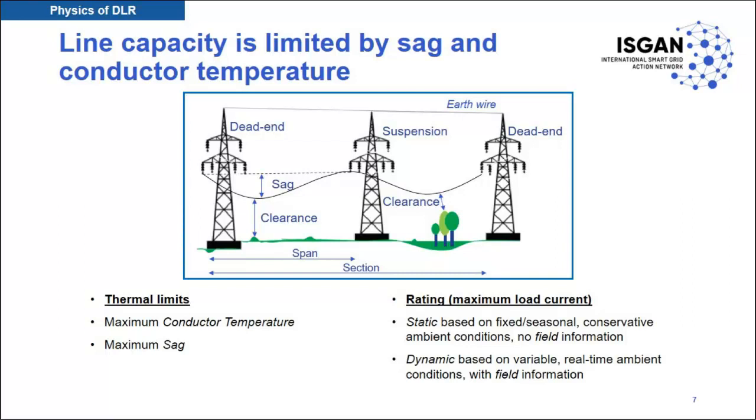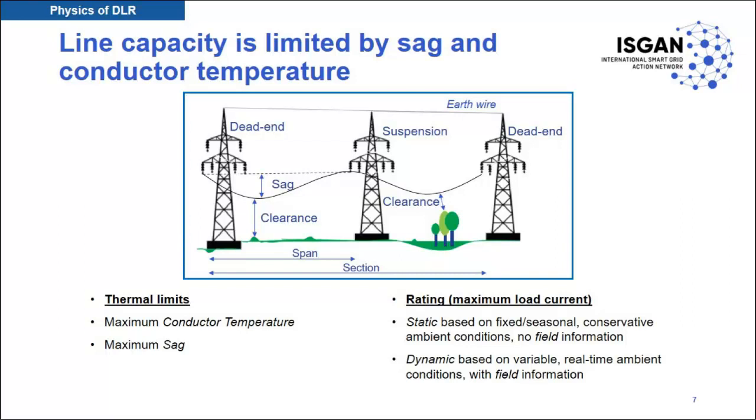To do that, you have to monitor the line, its condition in real time. So if you know sag, that you see on this diagram above, if you know sag in real time, you will know the margin that you have before you reach maximum sag in meters. And you can convert this margin into amperes and know what is the gain that you have available before you reach your safety limits.